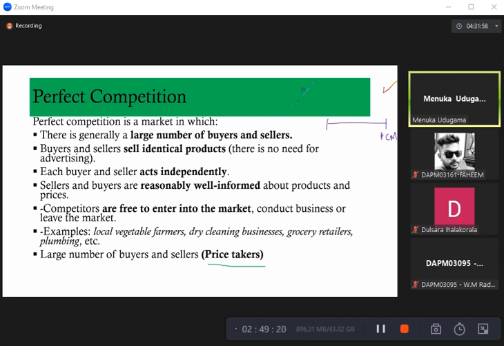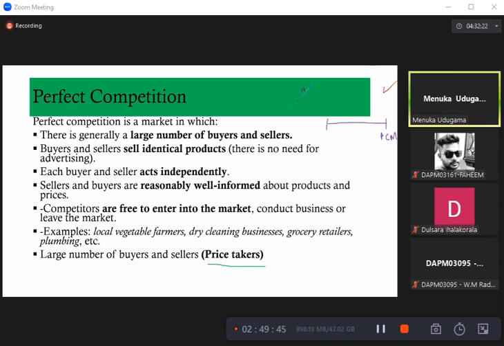Now, this is an ideal type of market, right? We have done a lot of the analysis assuming that we are dealing with a perfectly competitive market. So in a perfectly competitive market, for example, you would expect the supply and demand forces to determine the price.